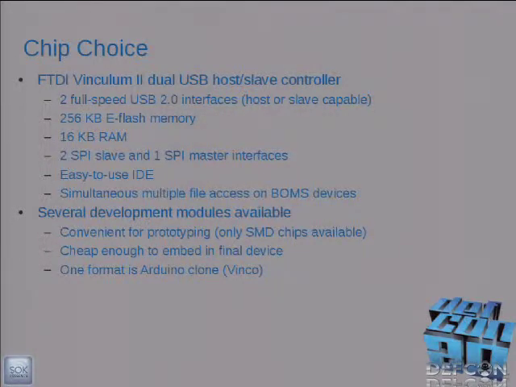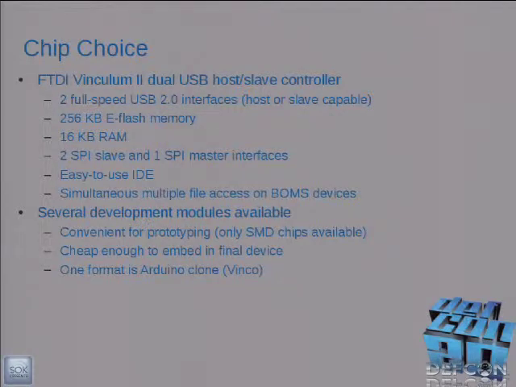So how does this work? These Vinculum 2 chips allow for 2 full-speed USB 2.0 interfaces, which can be host or slave interfaces. The chip also has a whopping 256K of flash memory, which if you don't do microcontrollers, doesn't sound like a lot, and if you do, it does. 16K RAM and normal microcontroller kind of stuff.